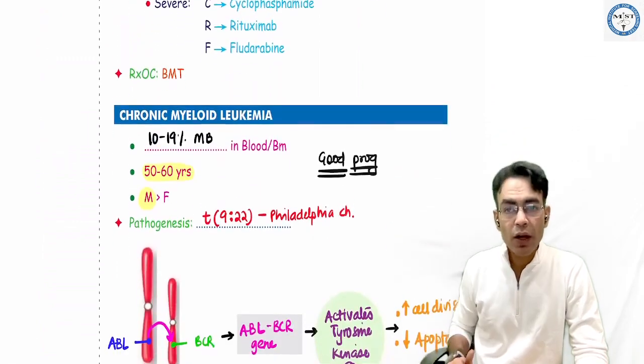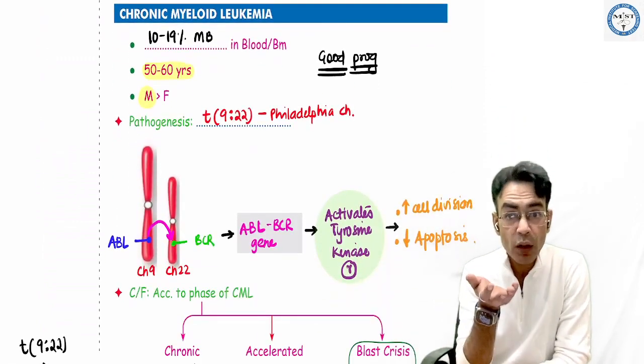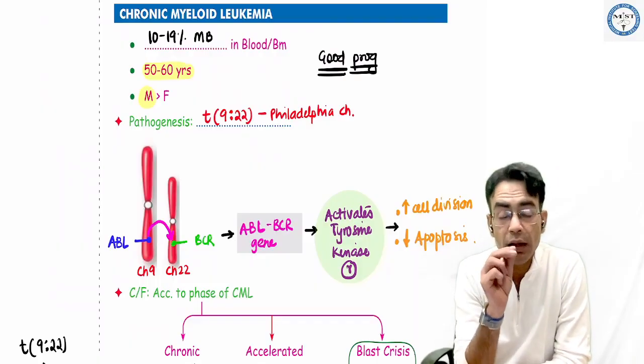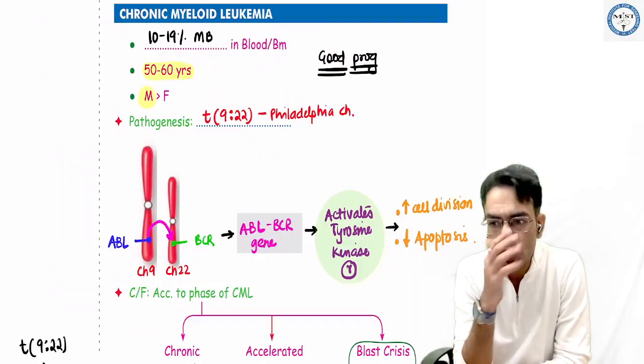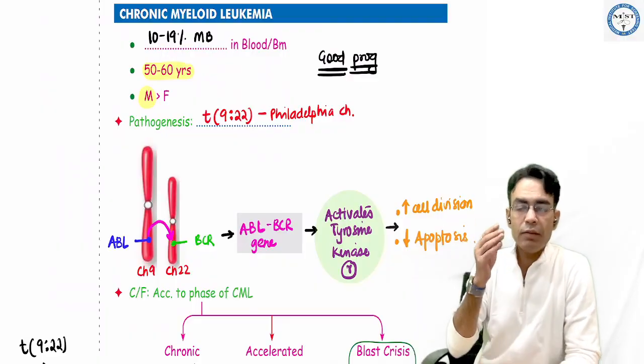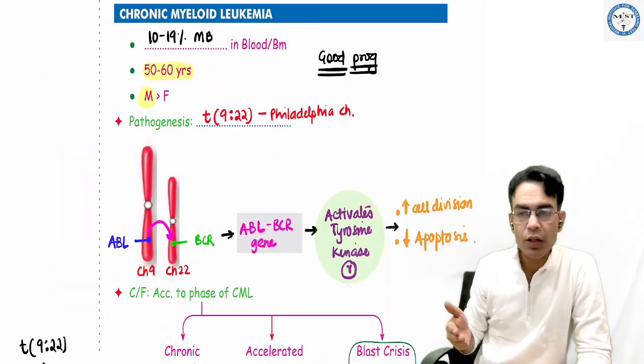Then your chronic myeloid leukemia. Chronic myeloid leukemia, 10 to 19% myeloblast because it's myeloid. It is more commonly seen in males. Middle age and male, ये बहुत इंपॉर्टेंट है. 50 to 60 years में more common leukemia happening is CML. It's a good prognosis leukemia. The pathogenesis is Philadelphia chromosome where we have translocation 9;22.